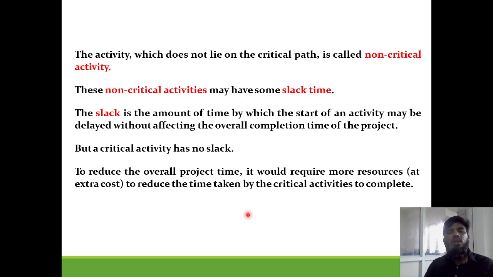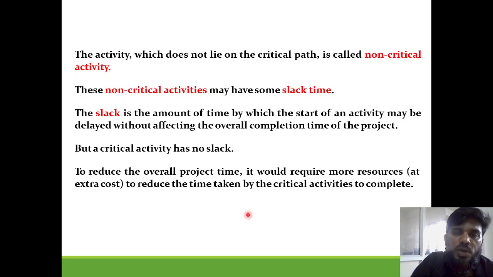Slack is the amount of time by which the start of an activity may be delayed without affecting the overall completion. For example, your construction is currently going on, suddenly a strike is called, because of which your material will not reach your industry and your construction has to be stopped. But because of the presence of stock within your company, the whole completion time remains the same, though you might have delayed the activity start because of bringing in the internal stock. This kind of timing is called slack.